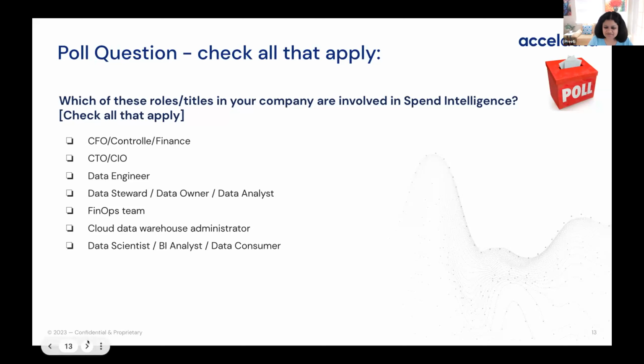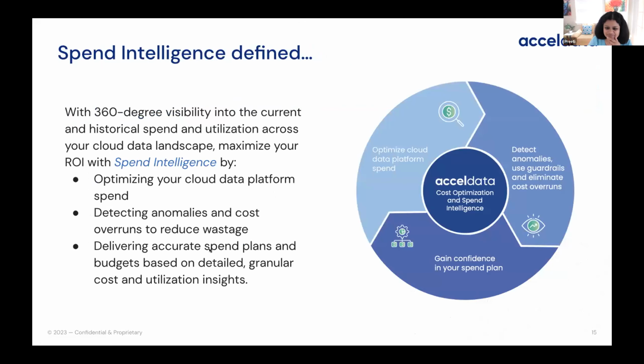Yes, if we can go to the next one, please. We have been talking about spend intelligence, but just to make sure we are on the same page, let's define it. It means we have 360-degree visibility into the current and historical spend and utilization across your cloud data landscape, and you can maximize your ROI with spend intelligence. How do you do that? Acceldata does it in 3 different forms. One is by optimizing your cloud data platform spend.